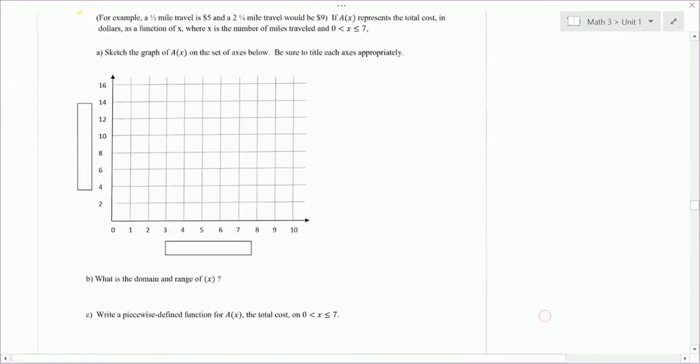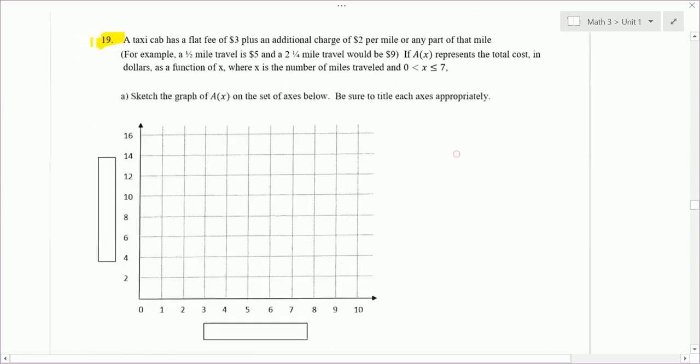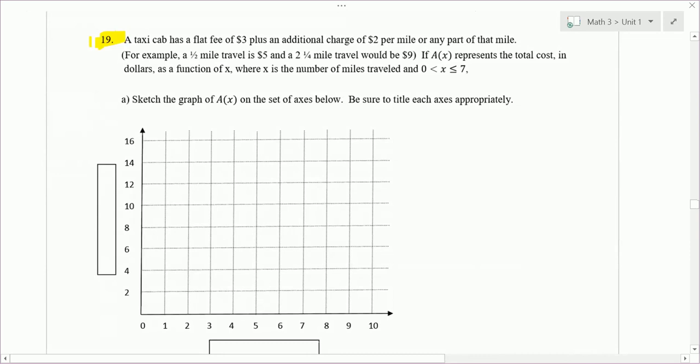Alright, last one, 19. 19, we've got a taxicab that has a flat fee of $3 plus an additional charge of $2 per mile for any part of that mile.